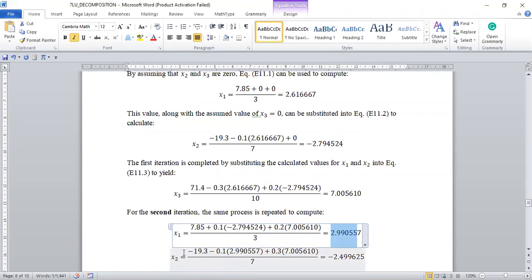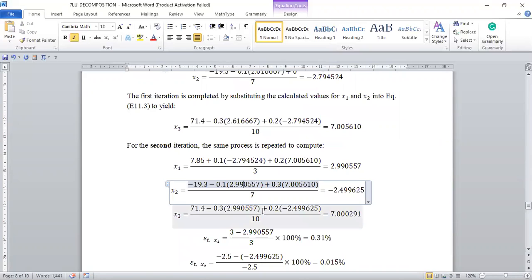Then to solve for x2, you need x1 and x3. So we got x1. So you need x1 and x3. So this is our x3 here, and this is our x1. So your new x1 is what you're going to put here. Then you solve for your x2. Then to get your x3, you need x1 and x2. So this is your x1 and this is your x2. We use it to solve for x3.